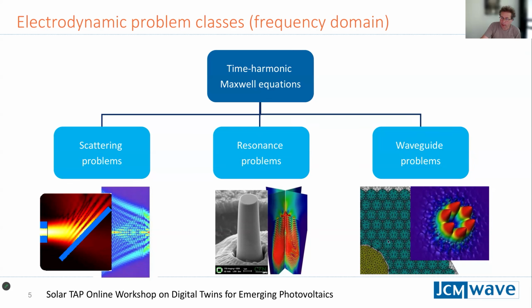Or sometimes you have waveguide problems where light is propagating through a waveguide which is invariant in one direction and might have nanostructures included, like in this photonic crystal waveguide fiber, which is indicated here, and where you are interested in the propagation constant, the modal field, and derived quantities from that again.